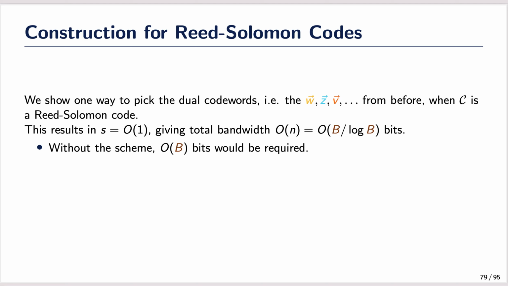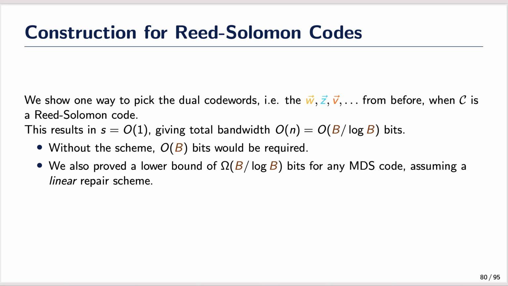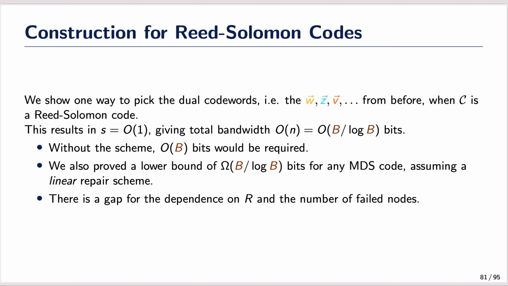And if you use the naive approach, which would be to download all of your data, recover all your data, and then compute the function, that would be O of B bits for B bits of your data. So this is an improvement, and it turns out that at least the dependence on B is optimal if you have a constant rate code, because we have a lower bound for any MDS code of B over log B as well. But this lower bound assumes a linear repair scheme that works in the way that I've described. So there is a gap for the dependence on rate.